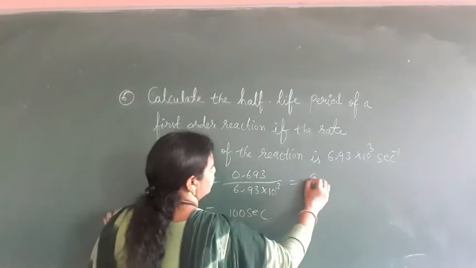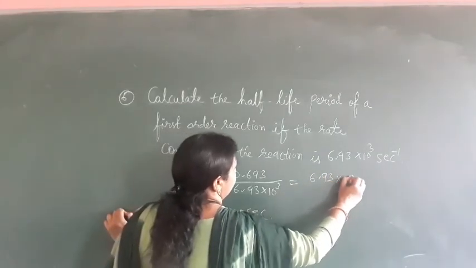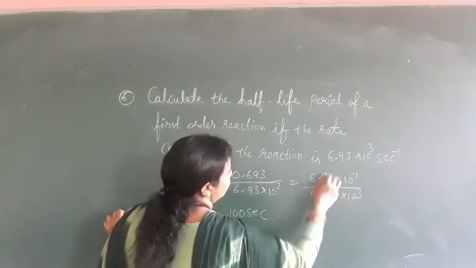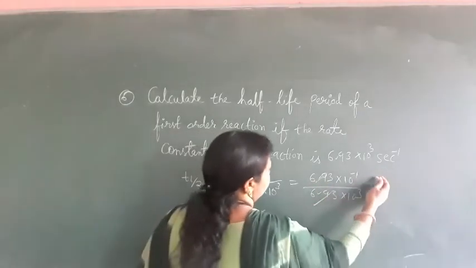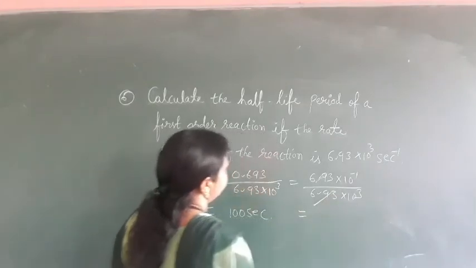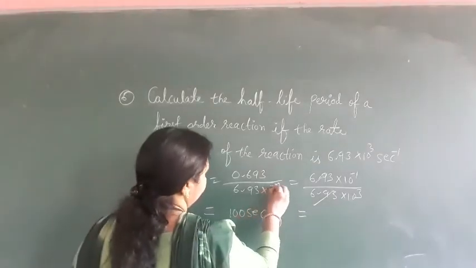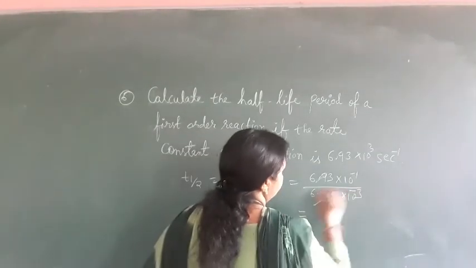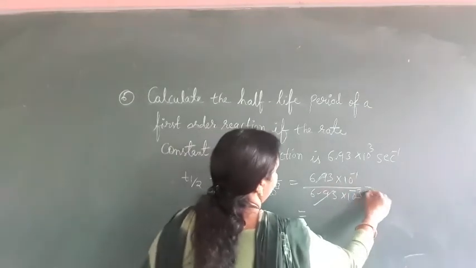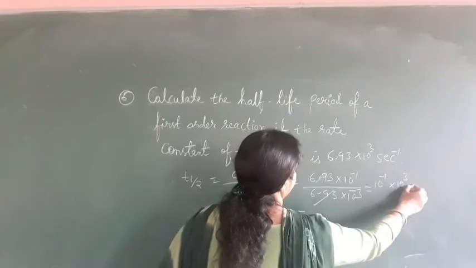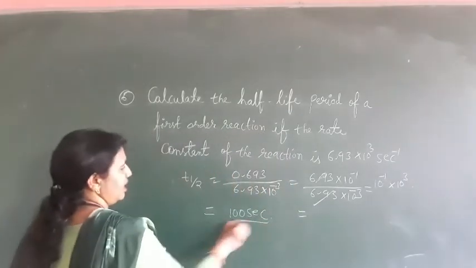We calculate 6.93 into 10 to the power minus 1 divided by 6.93 into 10 to the power minus 3. Both get cancelled. One correction: it is minus 3 here, so when this minus 3 goes up it becomes 3. So 10 to the power minus 1 into 10 to the power 3, and we get the answer 100 seconds.